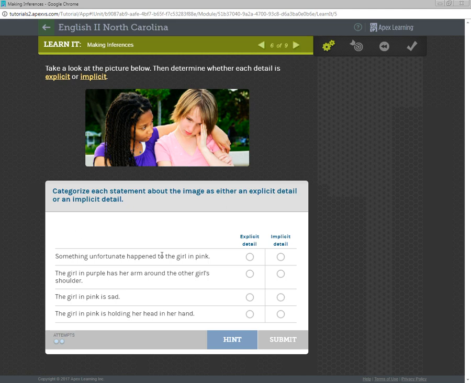So, let's see. Something unfortunate happened to the girl in pink. The author isn't directly telling us that, but rather showing us. So that would probably be an implicit detail. Let's look at the second one. The girl in purple has her arm around the other girl's shoulder. Is that directly being shown, or we have to assume that?